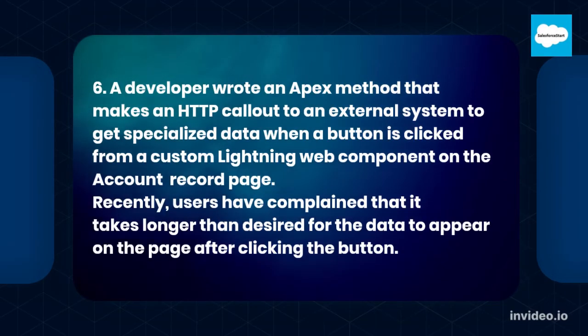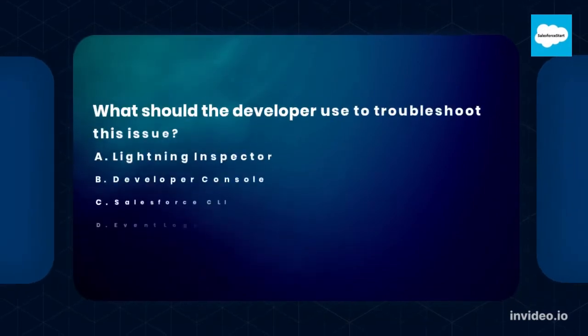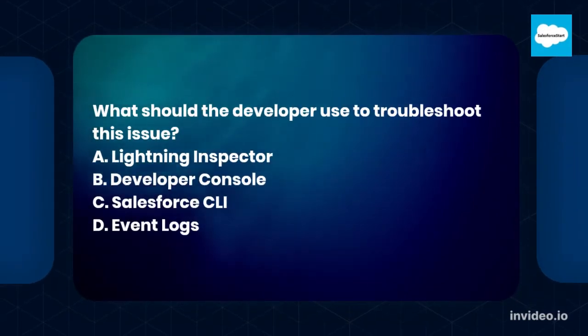6. A developer wrote an Apex method that makes an HTTP callout to an external system to get specialized data when a button is clicked from a custom Lightning Web component on the account record page. Recently, users have complained that it takes longer than desired for the data to appear on the page after clicking the button. What should the developer use to troubleshoot this issue?